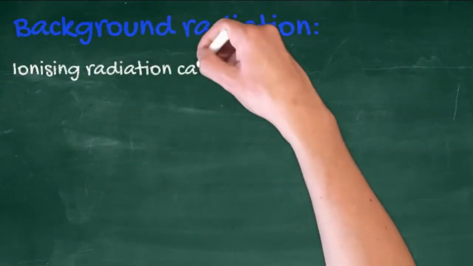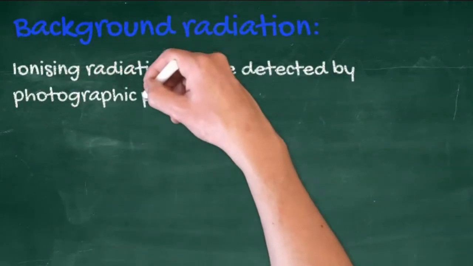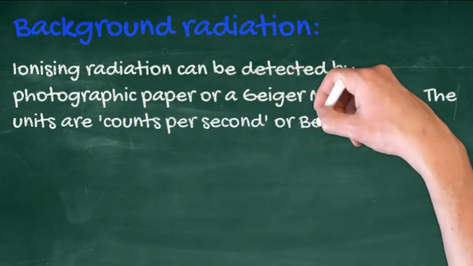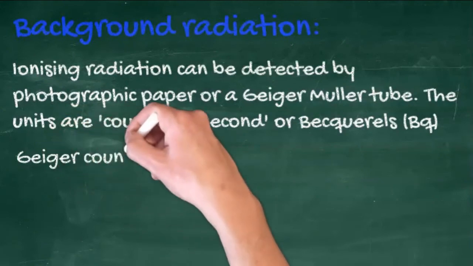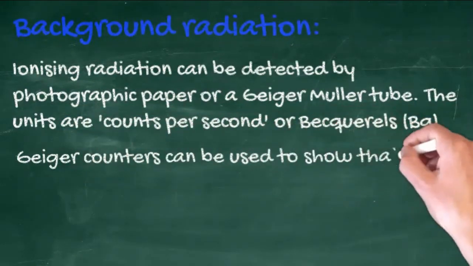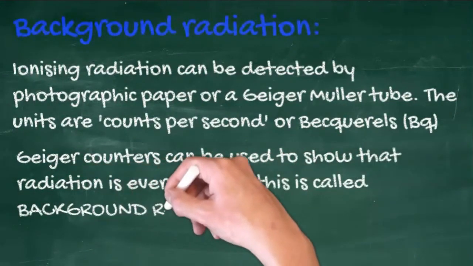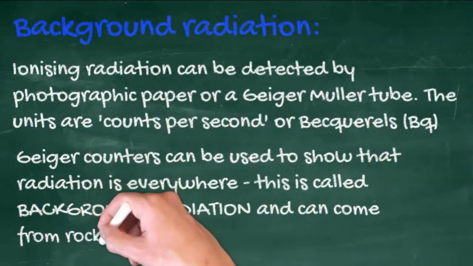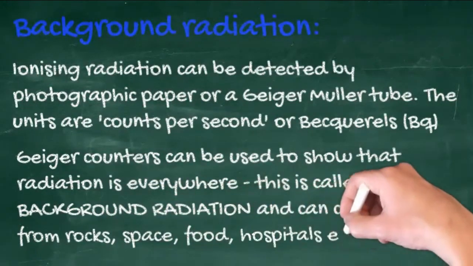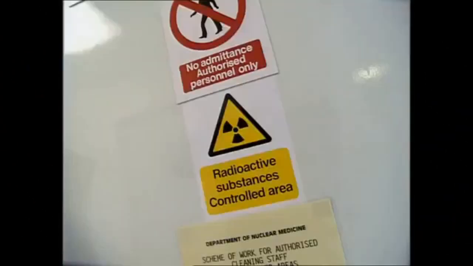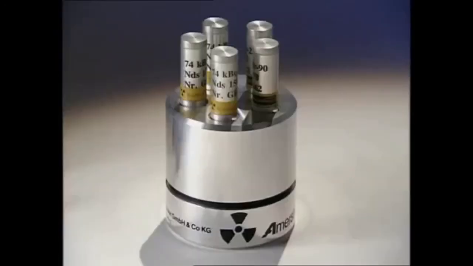Ionizing radiation can be detected by photographic paper, as with the Rutherford experiment, or the Geiger-Müller tube. Units are counts per second or becquerels. The unit of activity is the becquerel. Geiger counters can be used to show that radiation is everywhere, and this is called background radiation. It can come from rocks, space, food, hospitals, even from us. This sign is known all over the world as the hazard symbol for radioactivity.